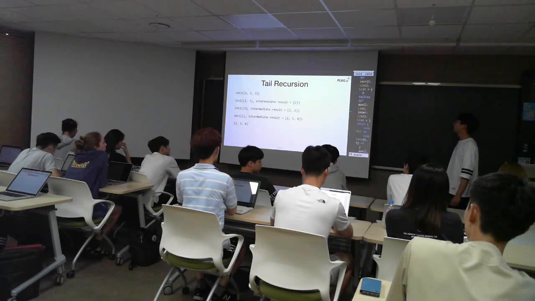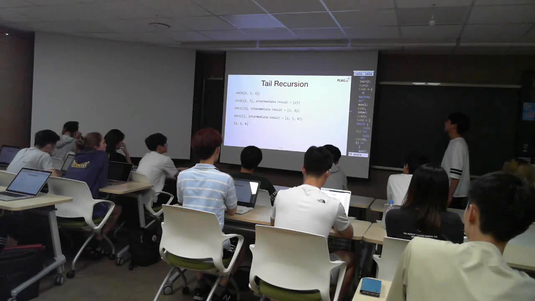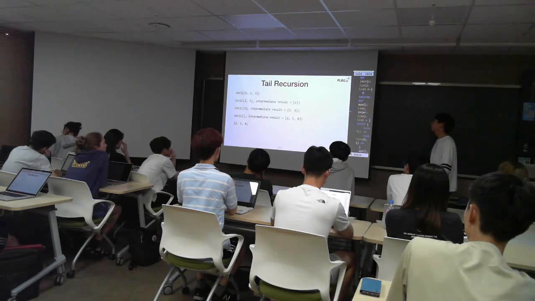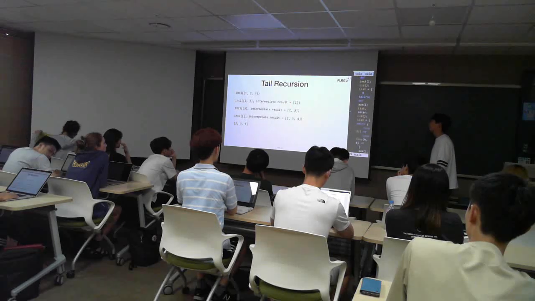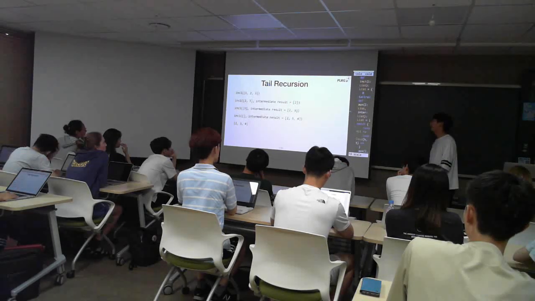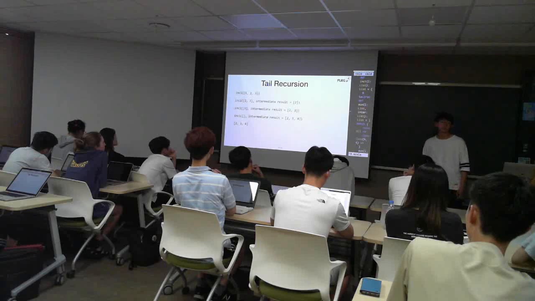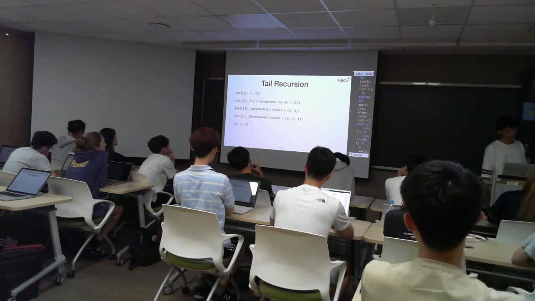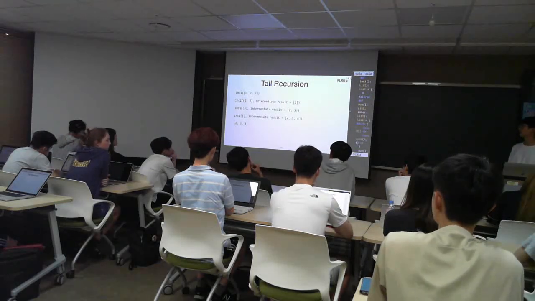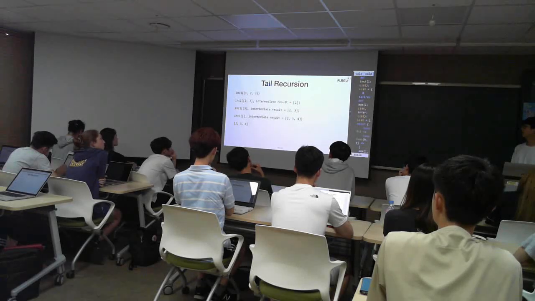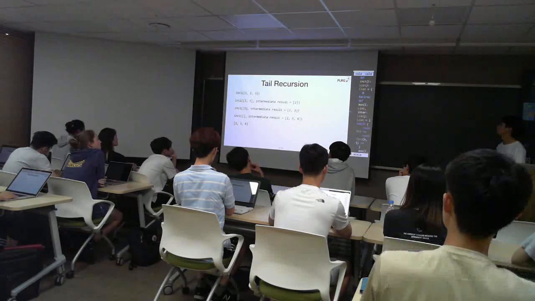So incr takes 1, 2, and 3. Now we will pass the information that we should compute incr of 2 and 3, and we already computed 2. And then we will pass that we should compute incr of 3, and we already computed 2 and 3, and so on.